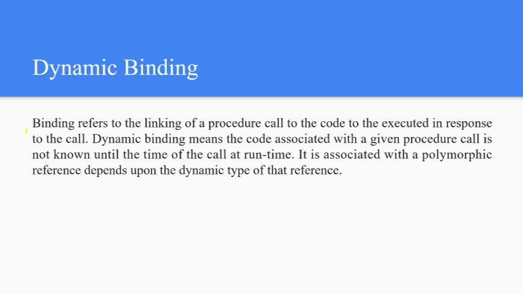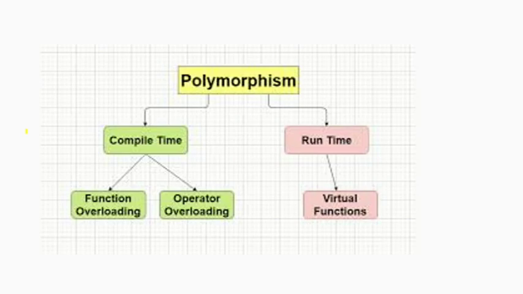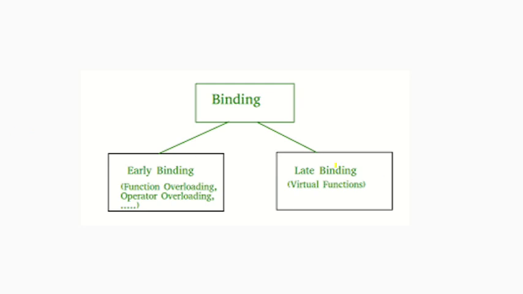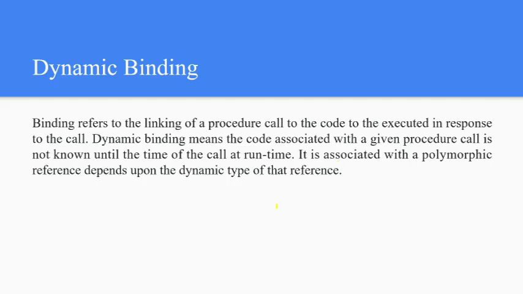Dynamic binding refers to binding the linkage of a procedure call to the code to be executed in response to the call. Dynamic binding means the code associated with a given procedure call is not known until the time of the call at runtime. It is associated with a polymorphic reference and depends upon the dynamic type of that reference. So dynamic binding is basically runtime polymorphism, which is late binding. It's the same thing as late binding, which just means that it's not defined until the time comes.